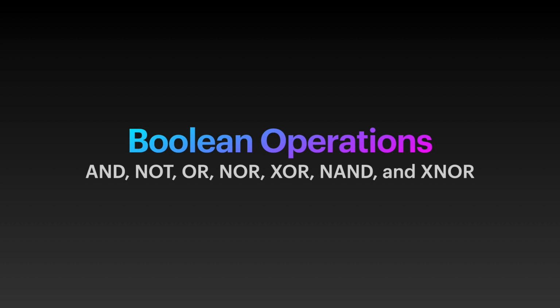I'm Ethan Kwan, and today I'm going to be showing you about Boolean operations. So what are Boolean operations? Well, there are 7 of them. There is the and, not, nor, Xor, Nand, and Xnor. And by the end of this video, I promise that you will understand what each of these are, okay?